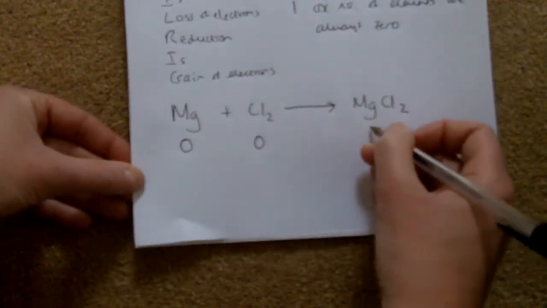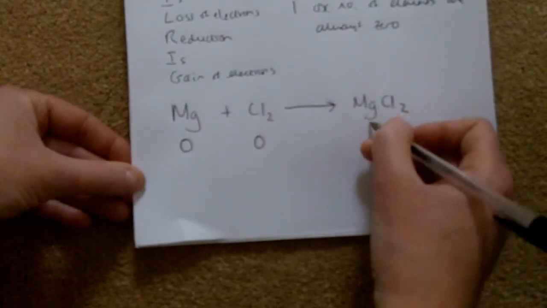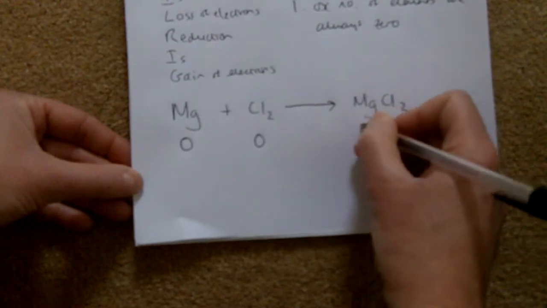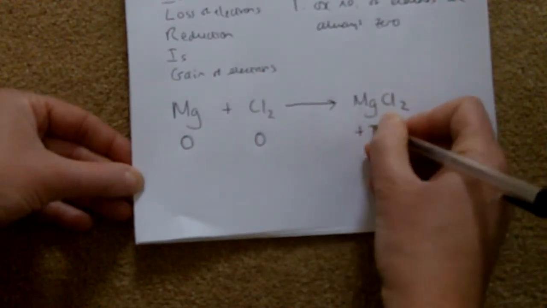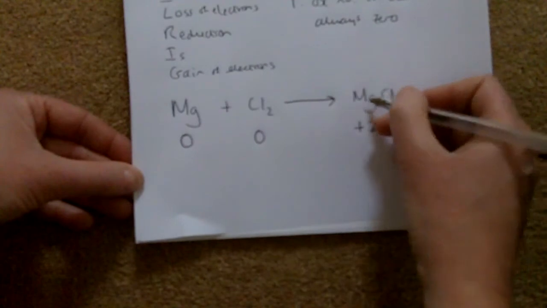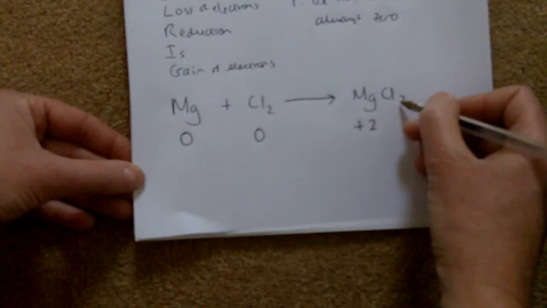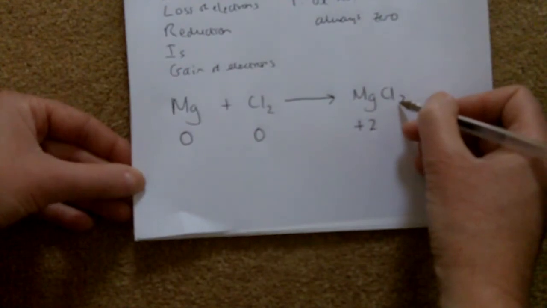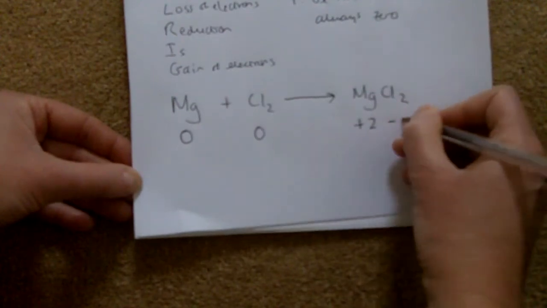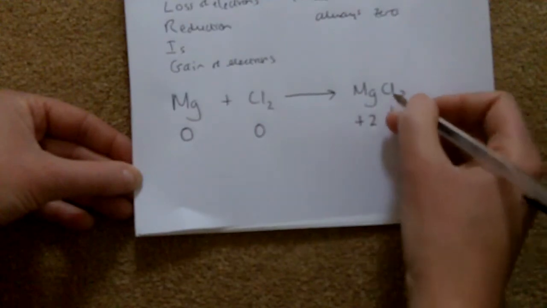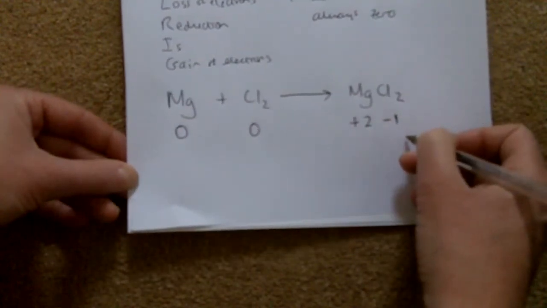Now for the oxidation number over here, magnesium is in group 2, and so it gives up 2 electrons when it's bonding. So the oxidation state of magnesium here is +2 because it's in group 2, it gives up 2 electrons. The oxidation state of Cl is 1- because it gains an electron. Yes, there are 2 Cls, but each one is 1-.